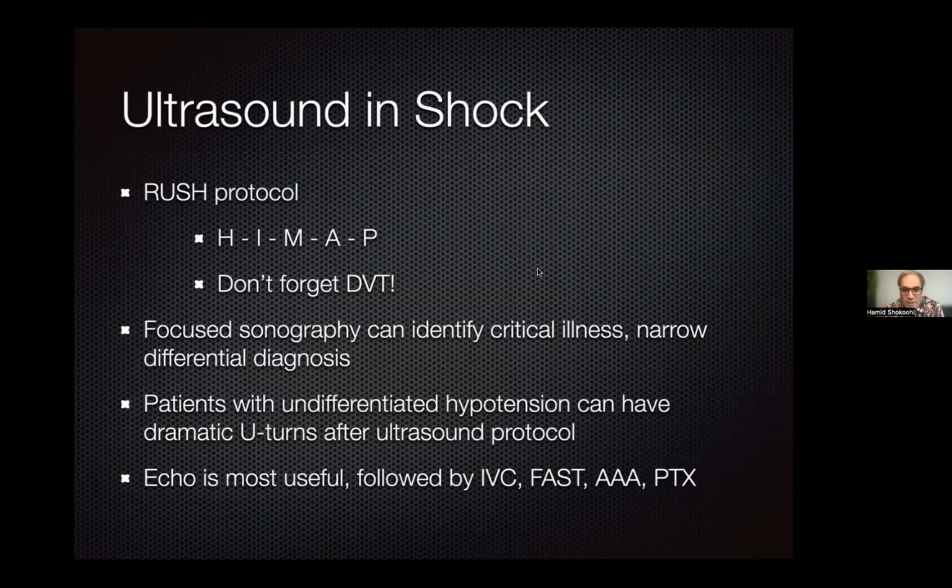So the bottom line, this is the RUSH protocol that we talked about, just a high-level map to remember it. Don't forget DVT is also part of it, especially if you think about pulmonary embolism. If you see the DVT, you can start the thrombolytic at the beginning. You're looking for focused sonography. You don't need to have a complete set of everything.